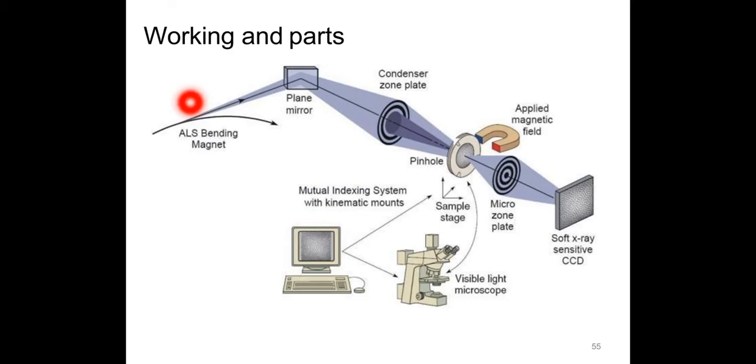See how the parts work, you just see here. Plane mirror, then these X-rays are allowed to pass through the condenser zone. Then this is the pinhole. The magnet is also used here. After that, mirror, zone plate, and soft X-ray sensitive CCD, you see here, and it is interfaced with a computer system, and this is the visible light microscope.